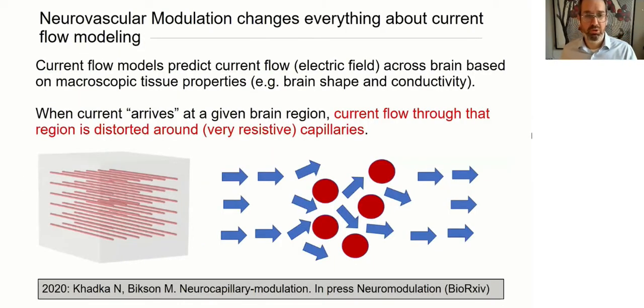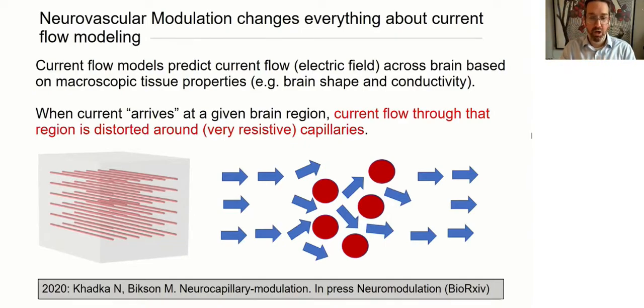Now, the first principle, which is this notion that the presence of blood supply changes everything about current flow modeling, is a bit of a technical point. But typically when we do modeling, we model these macroscopic tissue properties like all of gray matter, all of white matter, all of skull, and then we predict current flow through the brain. But when the current flow arrives in a given voxel of the brain, let's say the motor strip or somewhere else, that motor strip is riddled with these capillaries, and they're very, very resistive. And so as a result of that, instead of the current flowing through in a uniform way through the motor cortex, it has to twist and turn around these blood vessels.